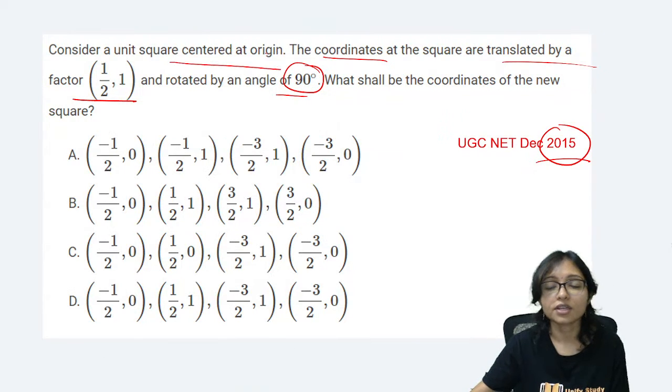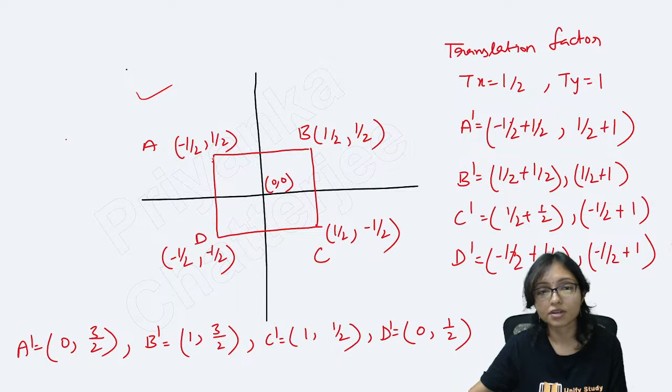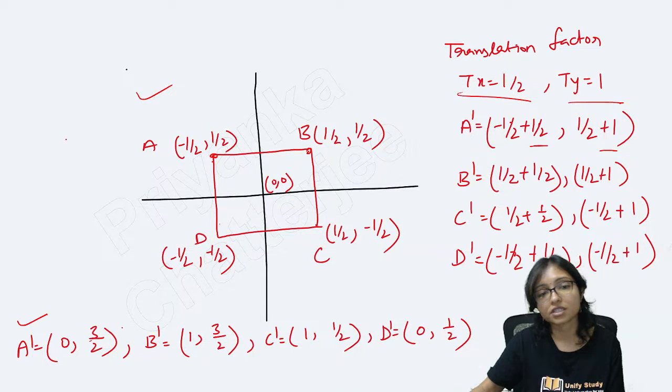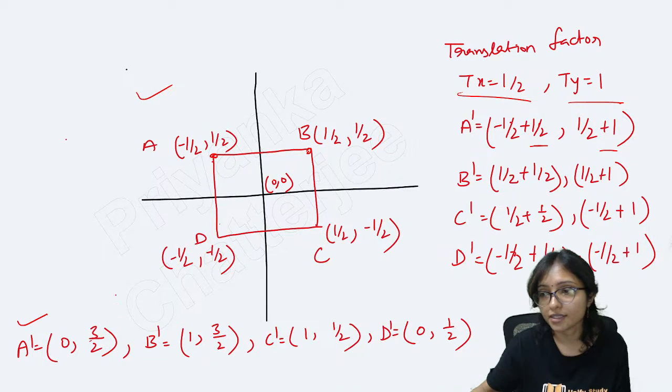So the unit square, you can see, is at the origin. So my points, you can get the points, these are my points. After that I will do the translation according to tx and ty, adding the values tx and ty to get the new values. After adding you get this. After translation you will get this value.